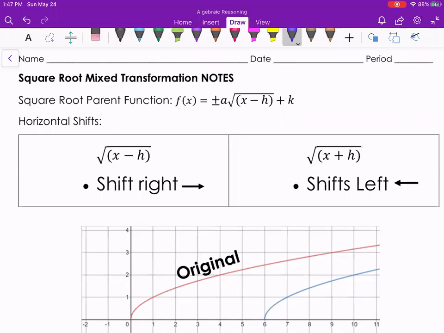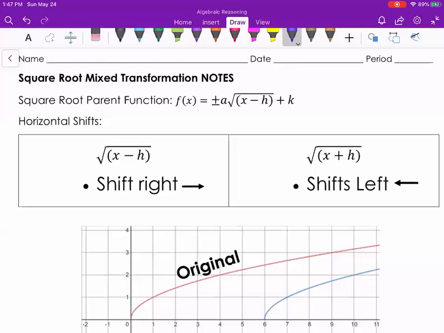Our last transformations that we're going to be working with all together is for the square root transformation. We looked at quadratic, we looked at all of the inside parts, the outside parts, and that multiplier number. So now we're going to do the same thing with the square root. There at the top of our notes is the square root parent function, the positive or negative a value times the square root of x minus h plus k.